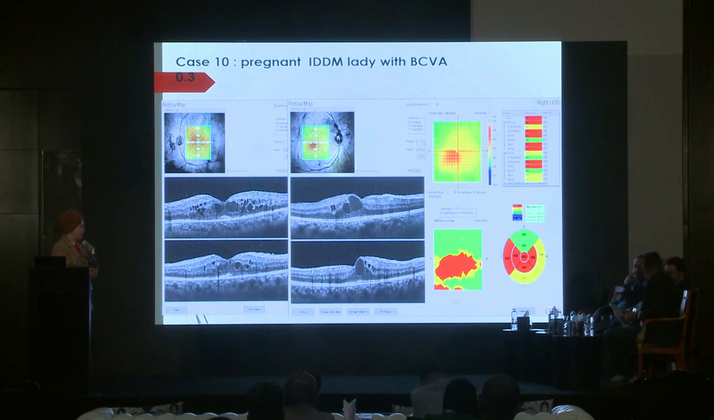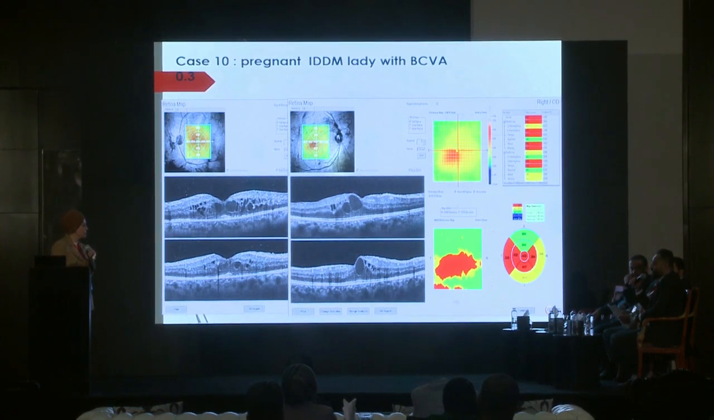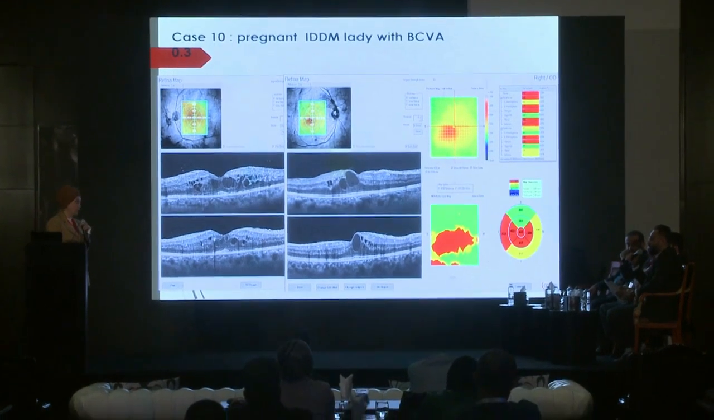Ozurdex has been a game-changing thing because it really saves you when anti-VEGF doesn't work, when you're in a special situation like this. I think it's a very important tool that we can use in addition to the anti-VEGF. We have to understand that sometimes, as we mentioned, cataract surgery induces progression of diabetic macular edema. We also have to know that pregnancy induces rapid changes in the diabetic status of the patient.